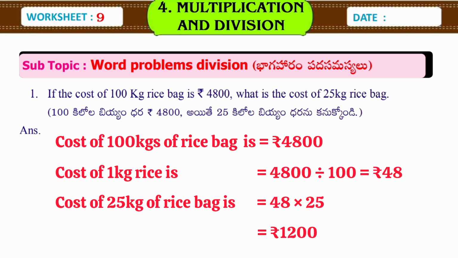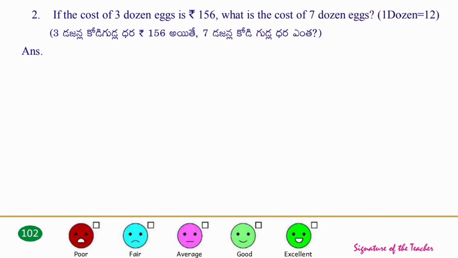So the answer is 48. Now we have to find out the cost of 25 kgs of rice. So it means 48 multiplied by 25. Then you will get the answer as 1200. So a 25 kg rice bag is rupees 1200. Got it? Let's see the second question.